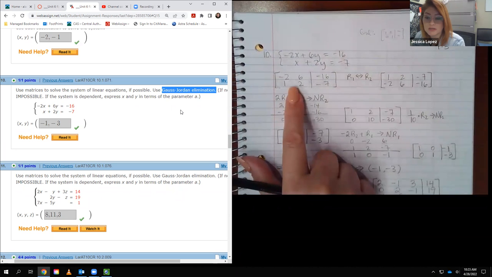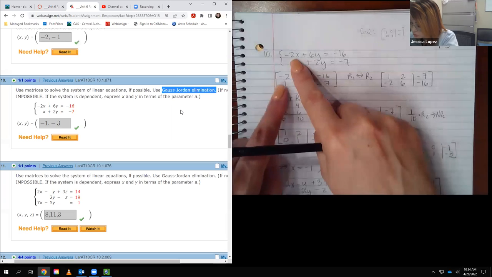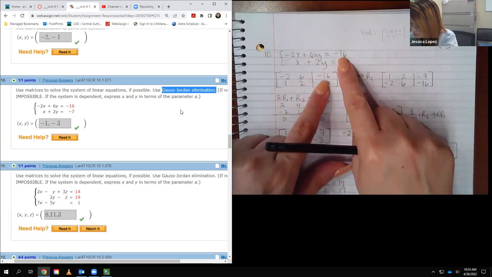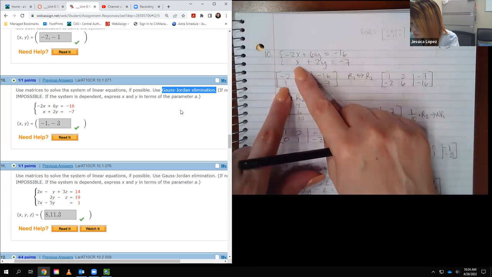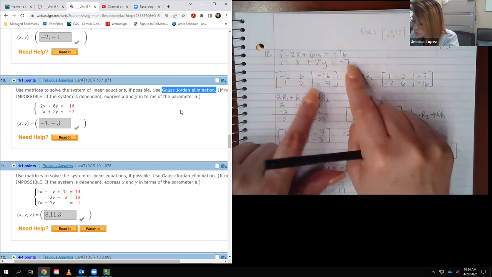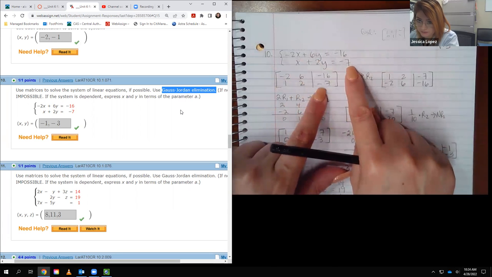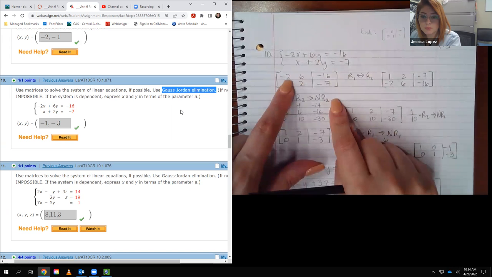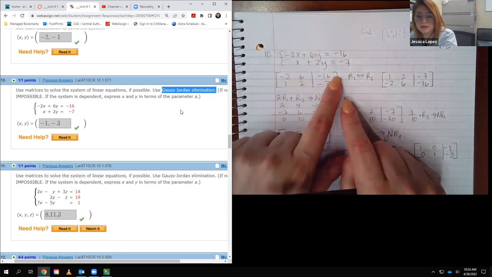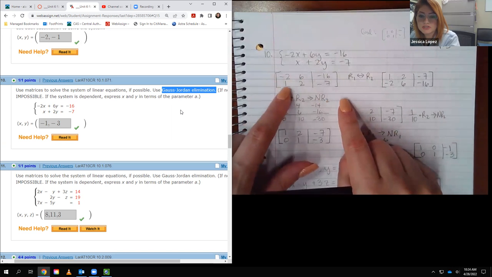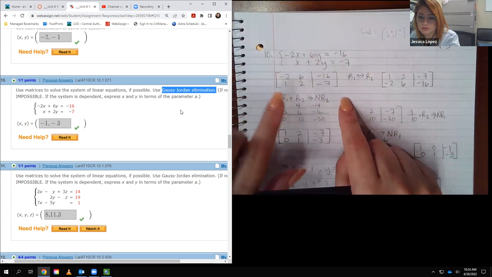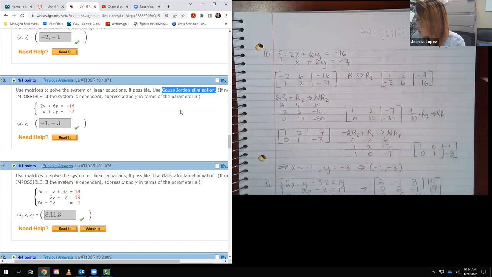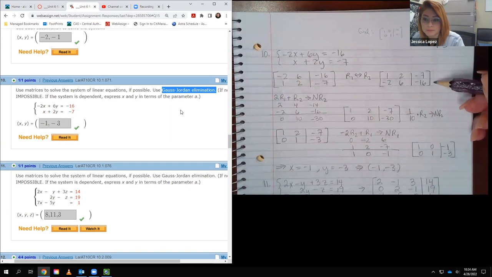But first I had to put it in its augmented matrix. So coefficient negative 2, coefficient positive 6, and then constant negative 16. Coefficient positive 1, coefficient positive 2, and then constant negative 7. Then the goal was to make this top one a 1. And instead of dividing everybody by a negative 2, I went ahead and just swapped the two rows. So I swapped row 1 and row 2. So basically the bottom row went up top and the top row went to the bottom.